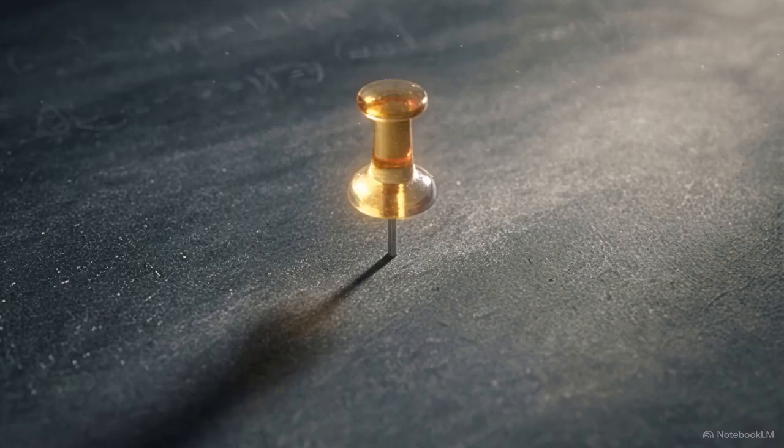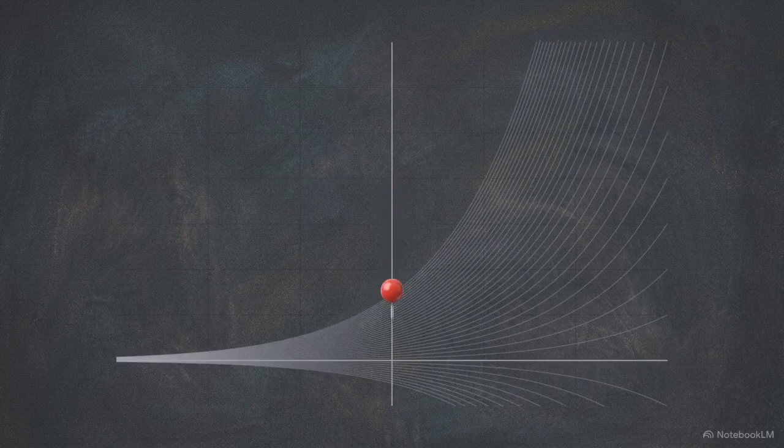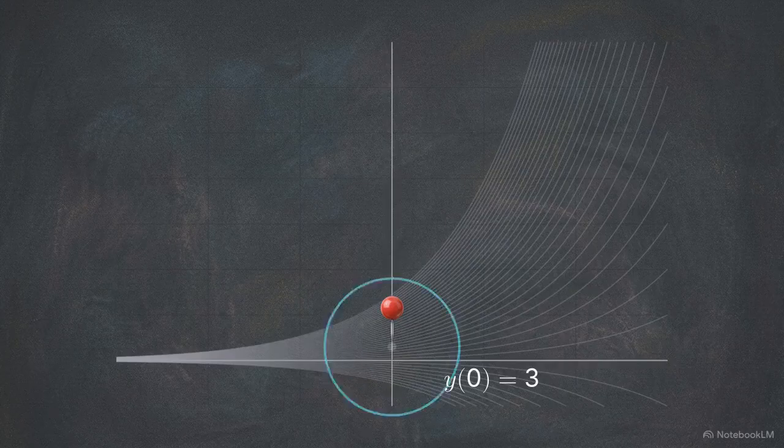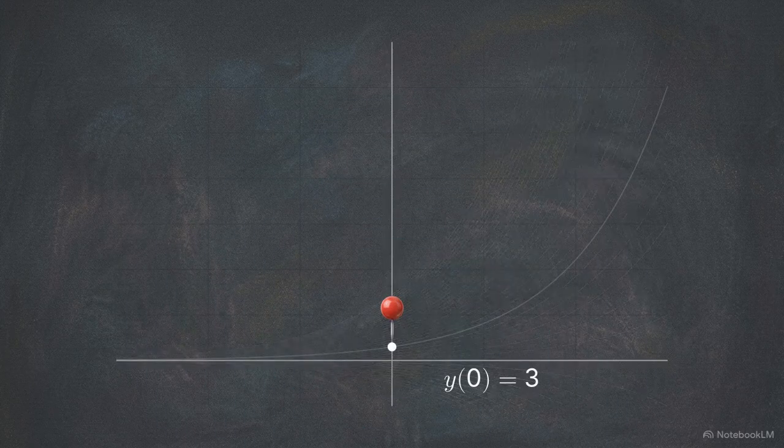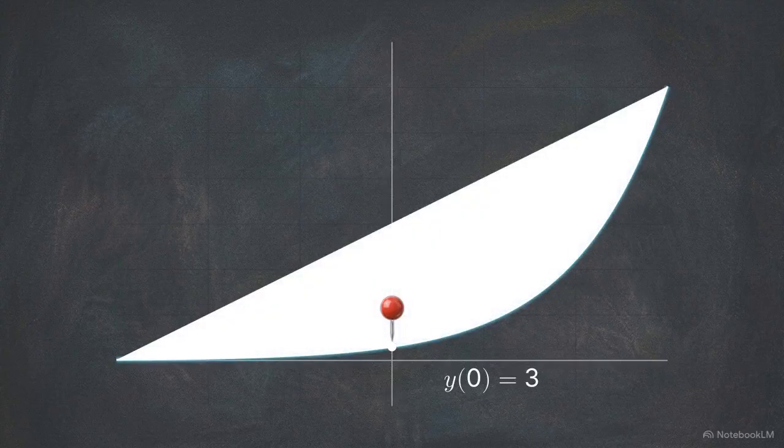To find that specific answer, we provide the equation with a known starting point, an initial condition. Imagine taking our field of endless curves and defining a physical reality. We state that at time 0, our value is exactly 3. That pin filters out the noise. By locking in our starting coordinates, every other trajectory vanishes, leaving a single perfectly defined curve.